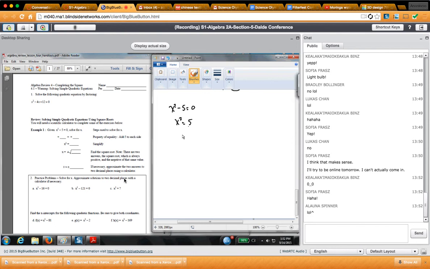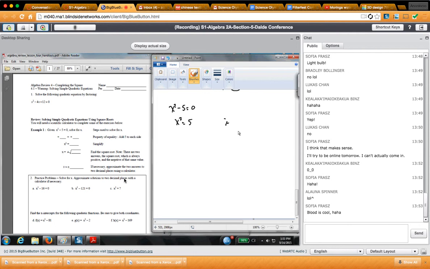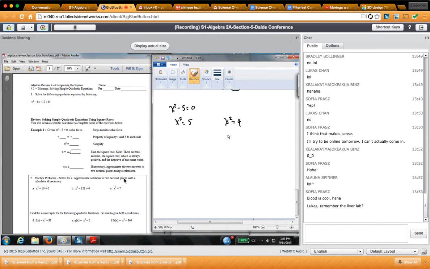Anyway, moving on. By the way, if this were x squared equals 4, and I'm changing the problem a little bit, but if this were x squared equal to 4, what would the answers be?